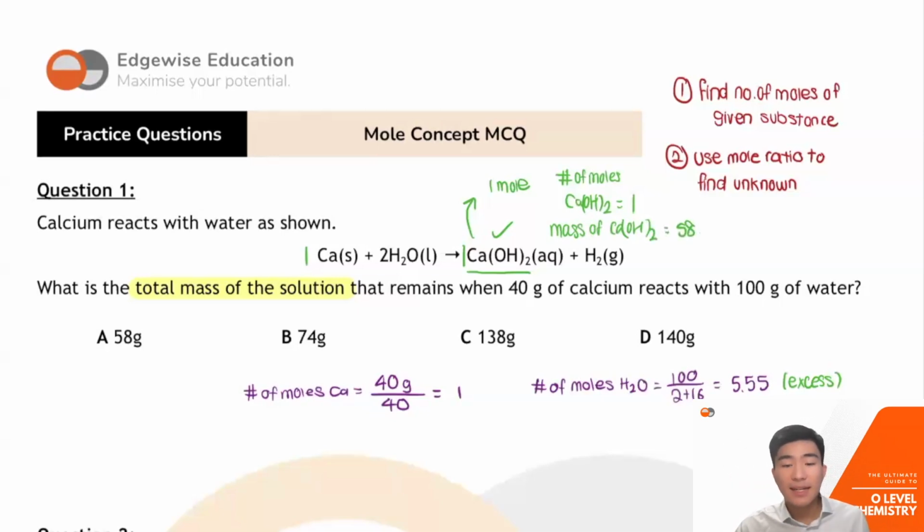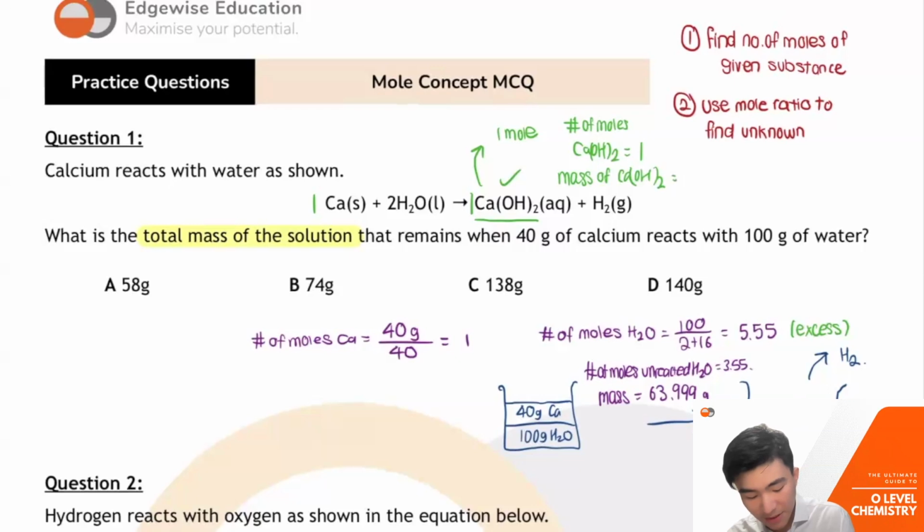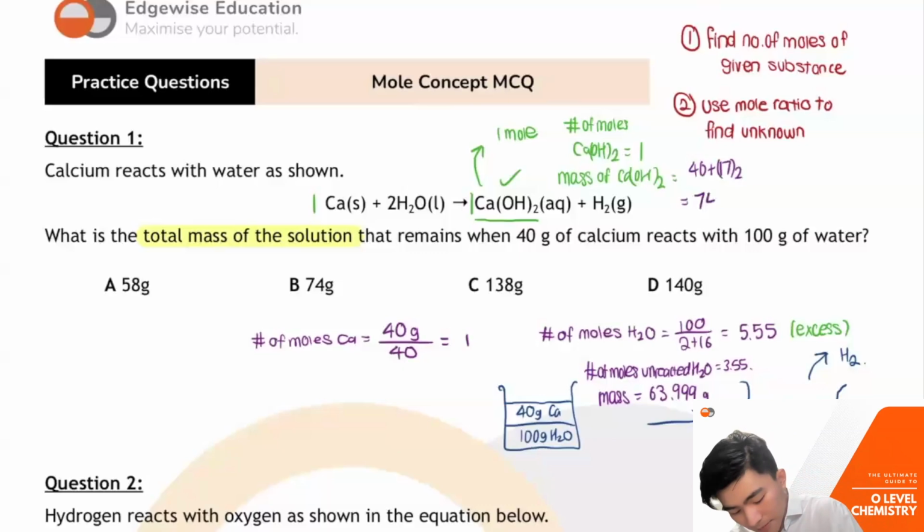Now with that understanding, what is the total mass of solution that remains when 40 grams of calcium reacts with 100 grams of water? Sorry, calculation error. Shouldn't be 58 gram, it should be what? Ca calcium is 40 plus 17 multiplied by 2. Okay, so it should be 74 gram of CaOH2.